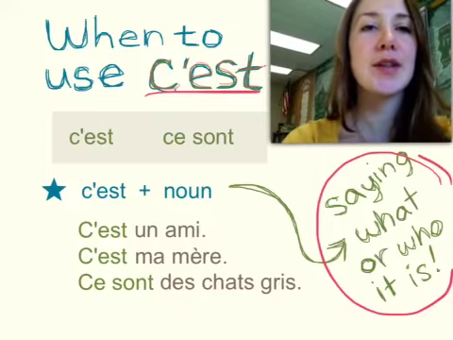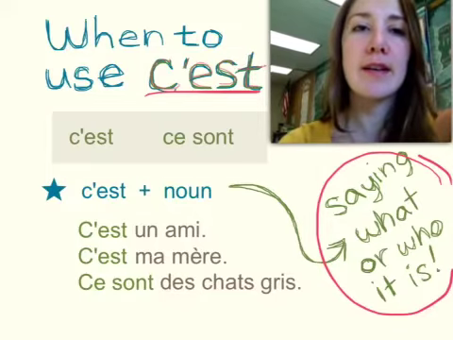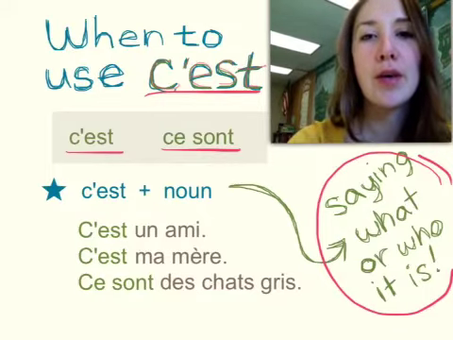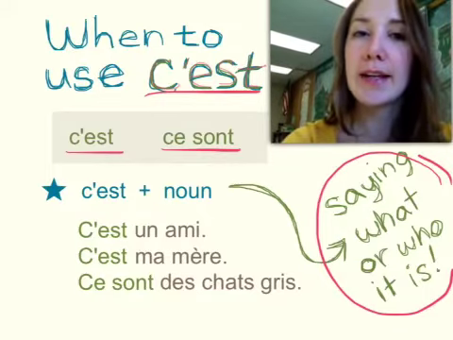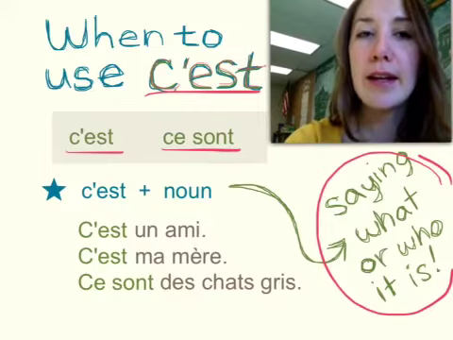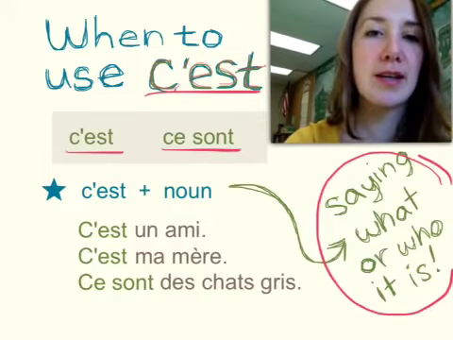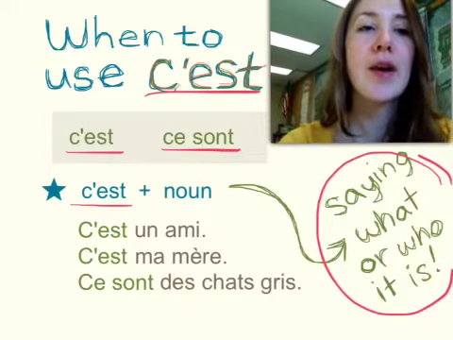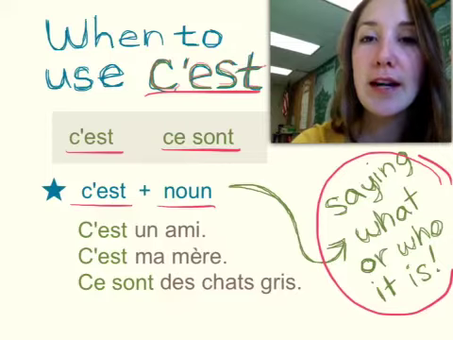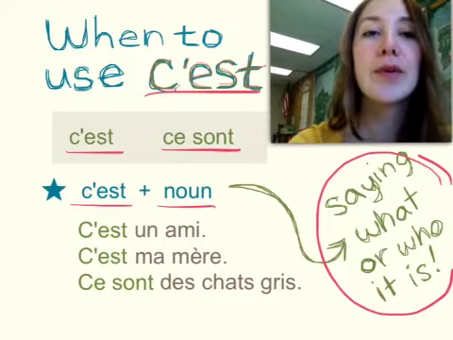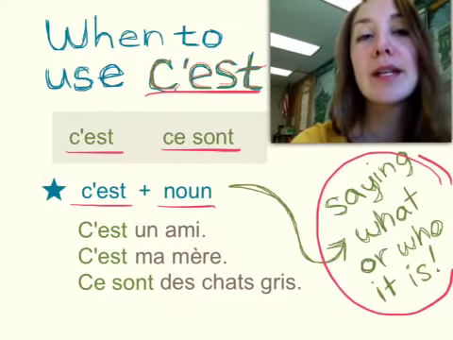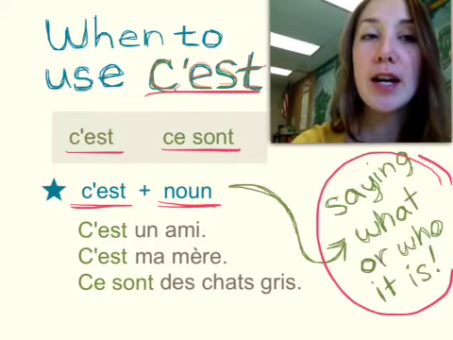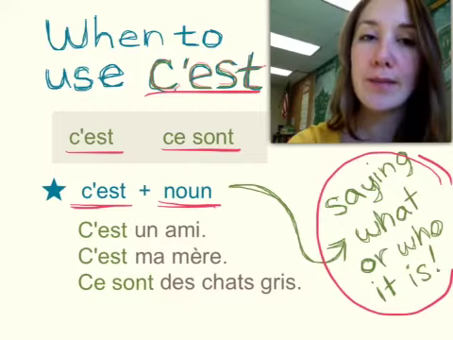Okay? So our two forms of c'est are c'est, which is singular, and ce sont, which is plural. And these again can mean it is, he is, she is, or they are. Here's our formula. We're going to use c'est followed by a noun. So here's where this is very different from our previous slide. The previous slide was il est plus an adjective, and this is c'est plus a noun. So when you're talking about a noun, you're going to use c'est.